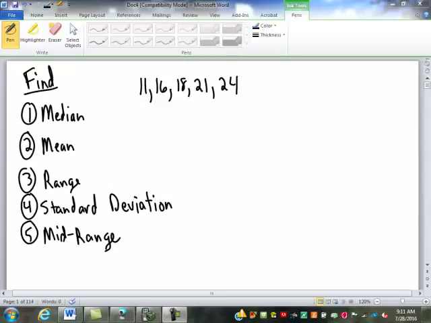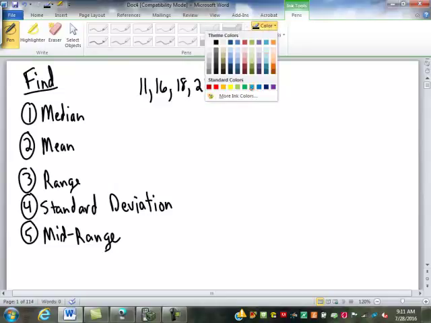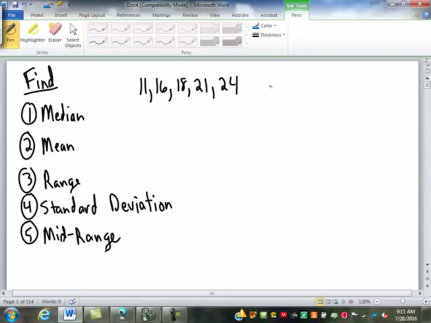So let's see how much of these you remembered. And I know I did throw a twist in there, a couple of them. First thing I asked you to find is the median. To find the median, what are the two things we have to do?